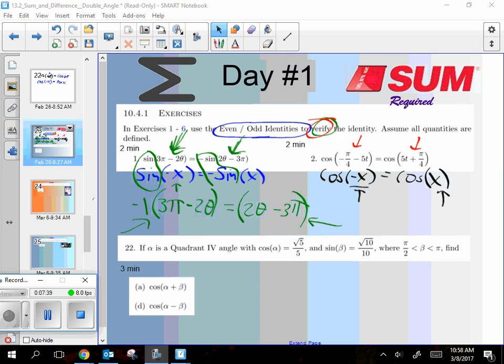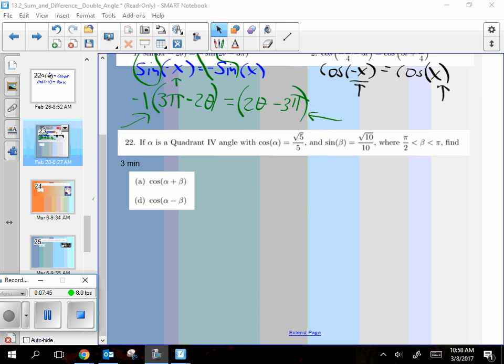All right, so let's look at number 22. This involves the cosine of alpha plus beta. For you to be able to do that kind of problem, I'm going to show you something about these identities that's on your sheet. Everybody look to the lower left-hand corner of your sheet. Do you see where it says sum/difference identities?